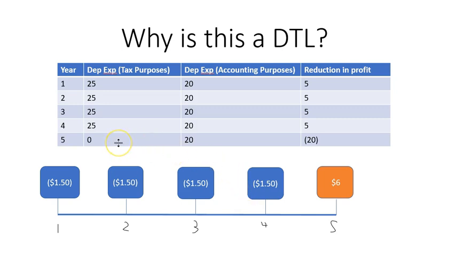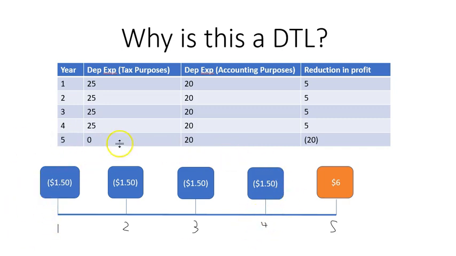However, in year 5, you can see that for tax purposes, there will be no depreciation expense because the asset will be fully depreciated. But for accounting purposes, you can see there is a $20 depreciation expense. So that means for tax purposes, we'll have $20 more profit. So we'll have to pay tax on $20 more than what our accounting numbers suggest. So in year 5, we'll be paying $6 more tax than what accounting numbers suggest. In years 1 to 4, we paid a total of $6 less tax.